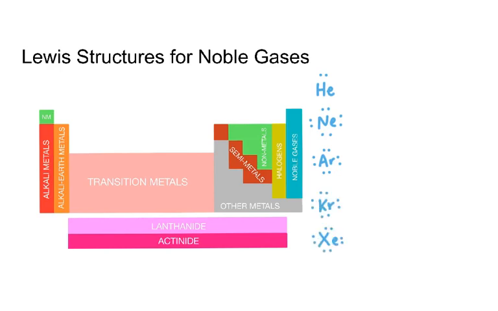Xenon has 8, which fills the 5th energy level. And finally, radon has 8, which fills the 6th energy level.